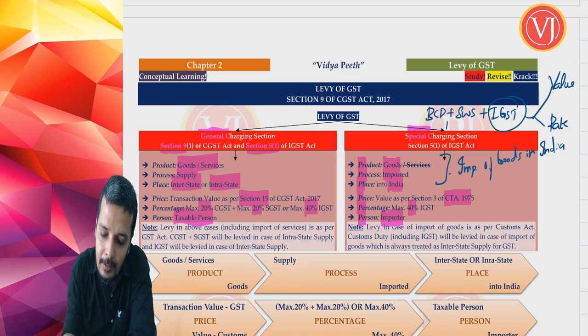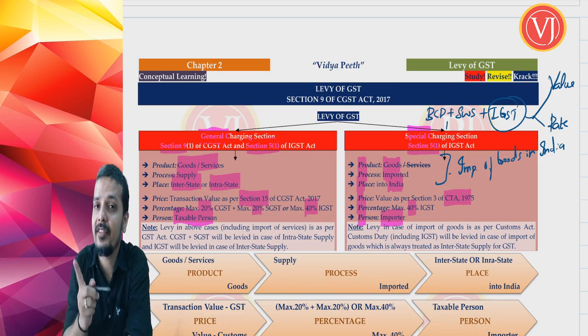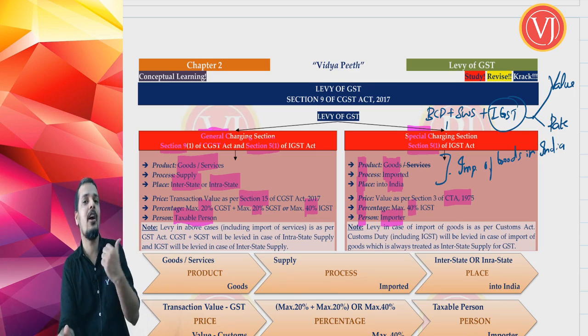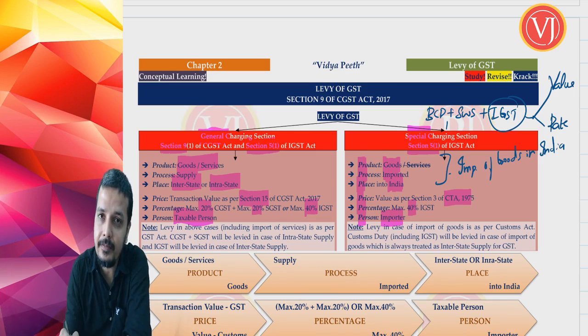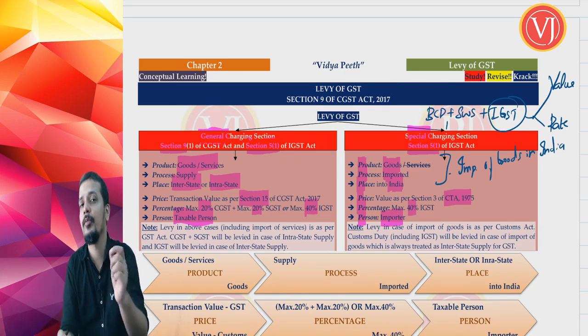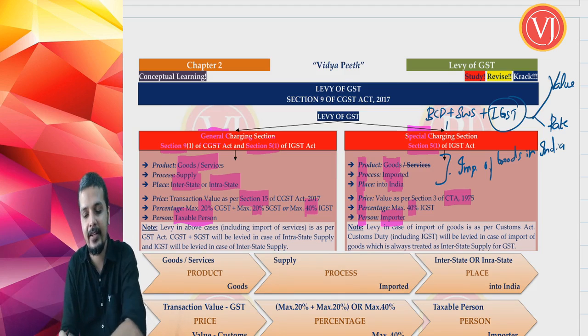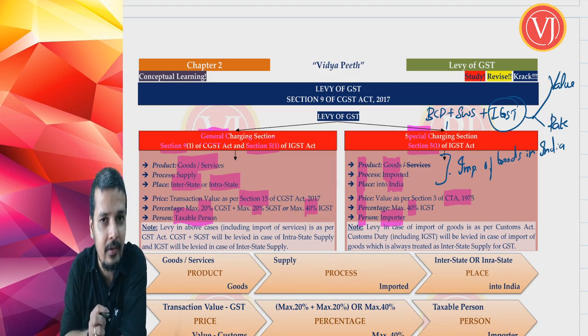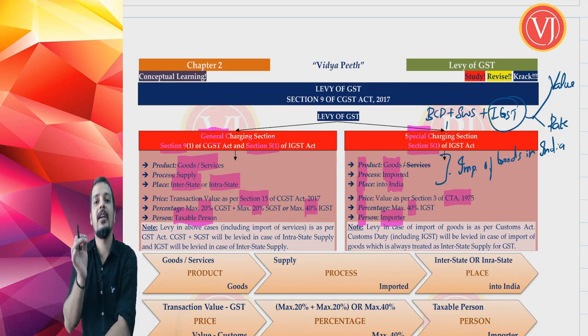There is a special point in section 5 of the IGST Act which cannot be there in section 9 of the CGST Act, because we are talking about import of goods, and import of goods attracts customs duty, the breakup of which is BCD plus SWS plus IGST. The product is only goods, the process is import, the place is India, import of goods in India.